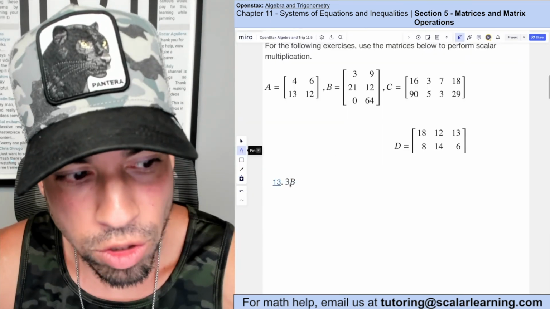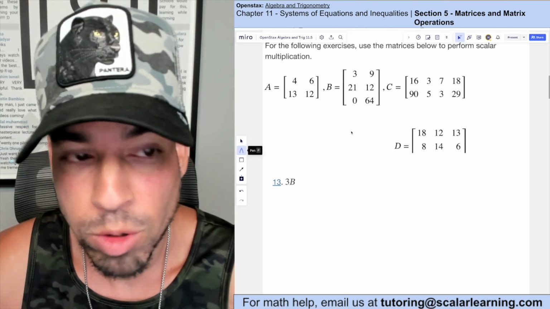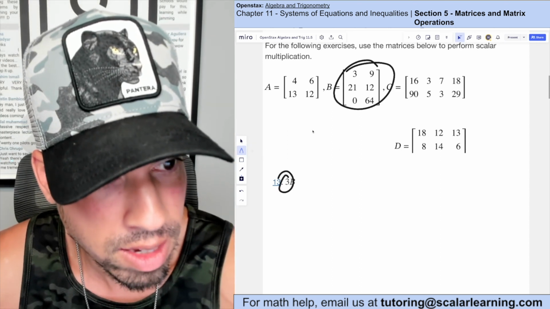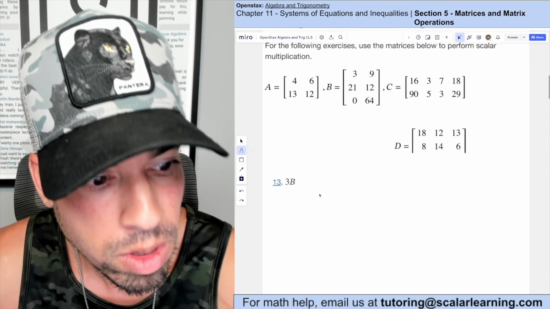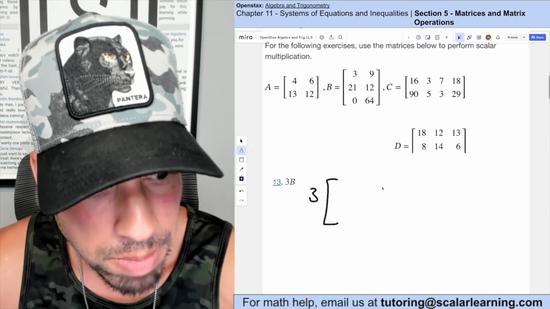So for this one, we're meant to do scalar multiplication. Scalar multiplication is where you multiply a constant against every term in the matrix. So for example, this is going to be 3 times matrix B.